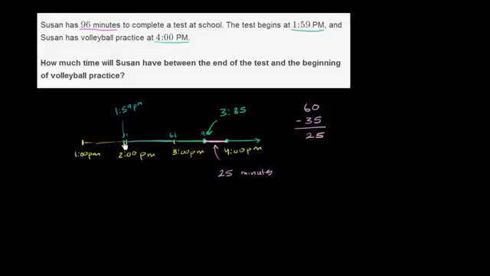Just as a review, 1 minute between 1:59 and 2, then another 60. That gets us to 61 total minutes. Then another 35 minutes gets us to 96 minutes have passed. And that also gets us to 3:35, which means we have 25 minutes until 4.